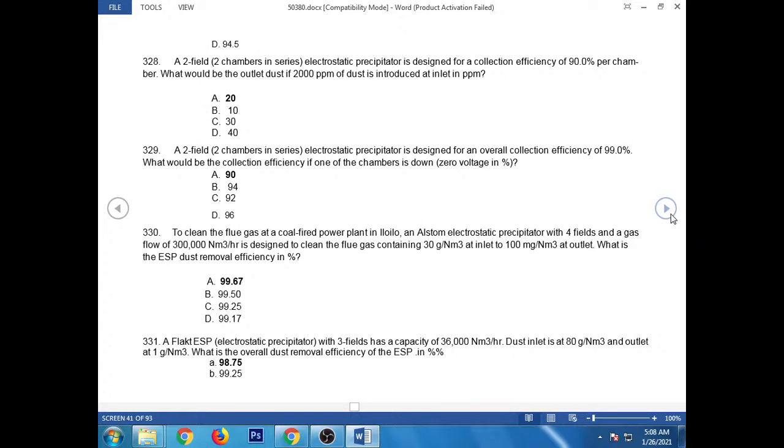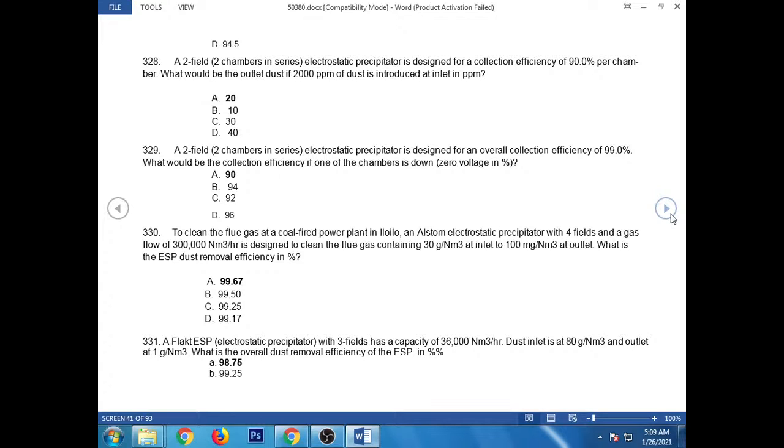A two-field, two chambers in series electrostatic precipitator is designed for a collection efficiency of 90% per chamber. What would be the outlet dust if 2000 ppm of dust is introduced at inlet, in ppm? Answer: 20.